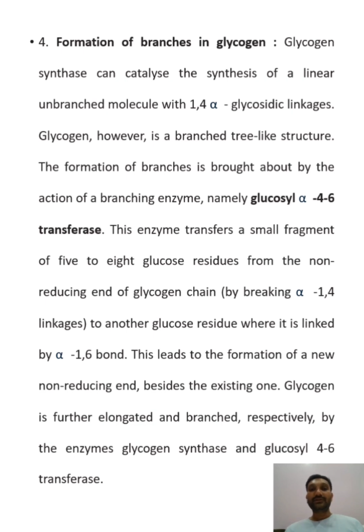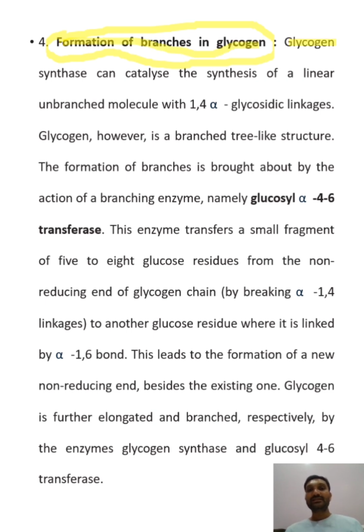The fourth and final step is the formation of branches in glycogen. As we know, glycogen is not a linear molecule. It has branches. The branches are formed with the help of the next enzyme, which we are going to study further. So formation of branches in glycogen is the fourth step in glycogen synthesis, or glycogenesis.